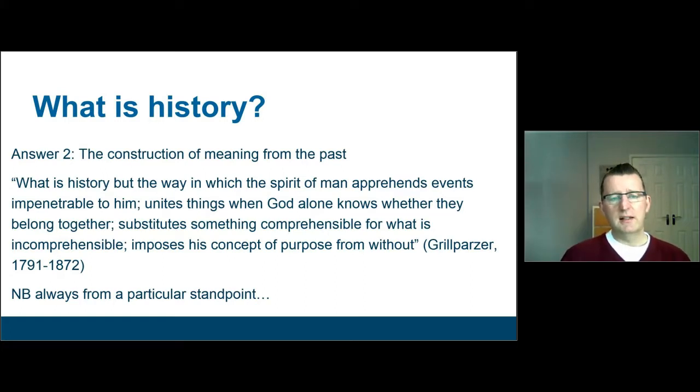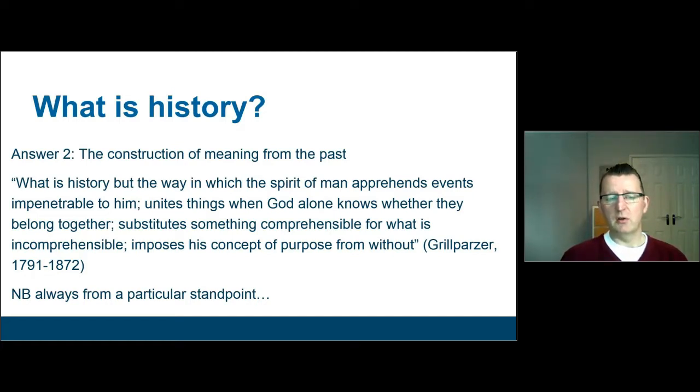The second answer to the question is slightly different, and it acknowledges that history can be the construction of meaning from the past. So we move away from the idea that history is exactly the same as the past, and we move into the realms of people acknowledging that history is actually a construction. It's the way that people make meaning from the mass of things that happened in the past. So an example of this is the philosopher Grillparzer, who said, "What's history but the way in which the spirit of man apprehends events impenetrable to him, unites things when God alone knows whether they belong together, substitutes something comprehensible for what's incomprehensible, imposes his concept of purpose from without."